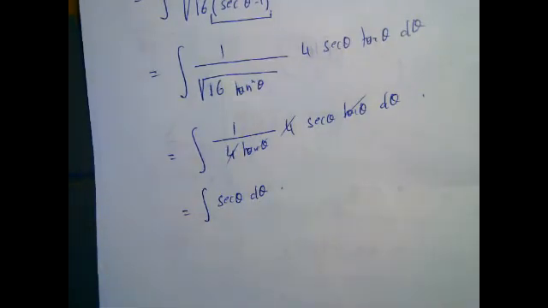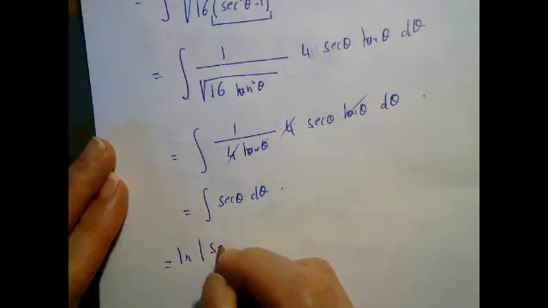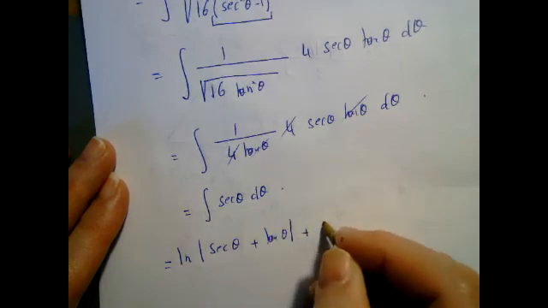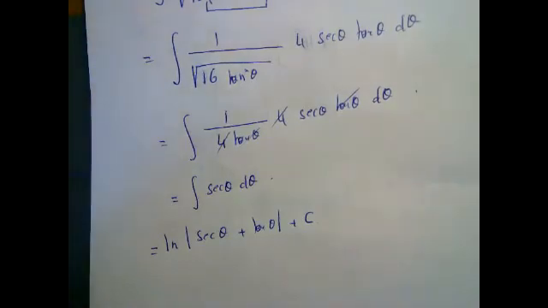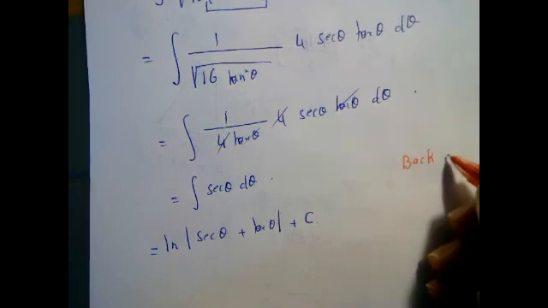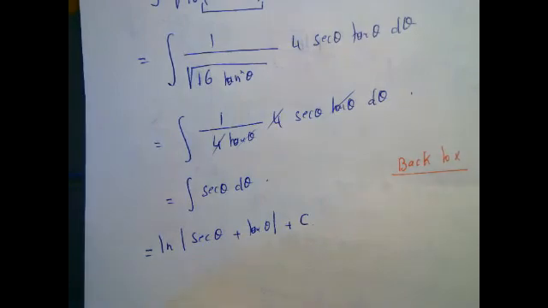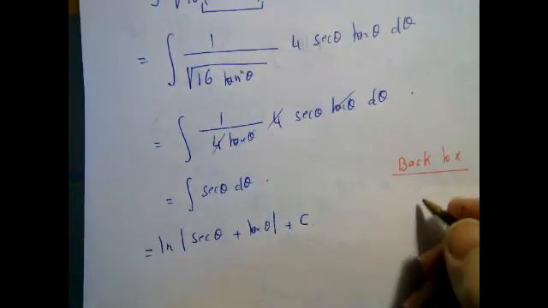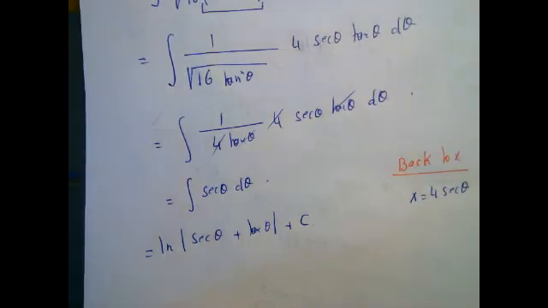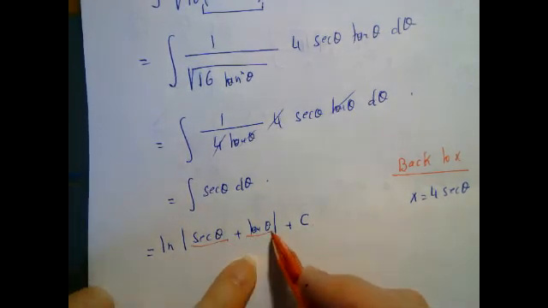So that's secant, not 1 over secant like before. And this will give me the ln of secant plus tangent. Now the last step in the process, back to x. Okay. To go back to x, I have to go back to my initial relationship between x and theta. So x is 4 secant theta. Now I have the secant though. So now this takes care of the secant. I still need the tangent.